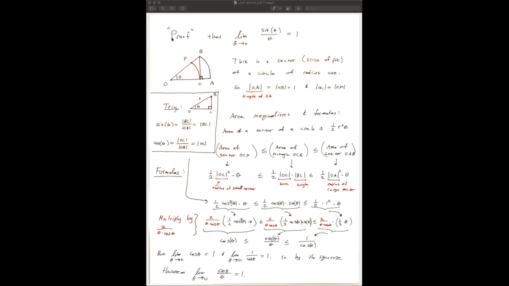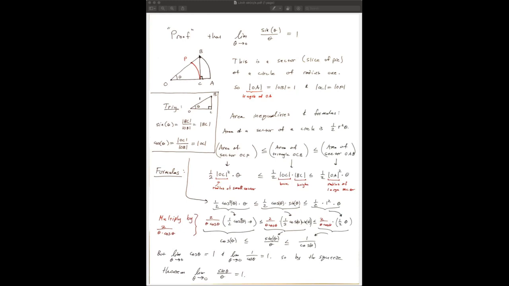This proof really depends on this picture, which is really part of a circle. I'm imagining there's some larger circle here that this is a sector of. When I say the word sector, I really think of a slice of pie: you've got a pie and you take a slice of it. So this is a sector of that. I'm going to say it's a circle of radius 1, so that the lengths OA and OB are both length 1.